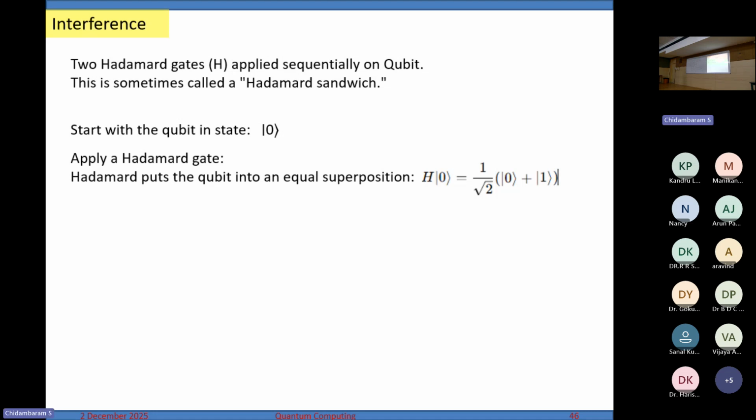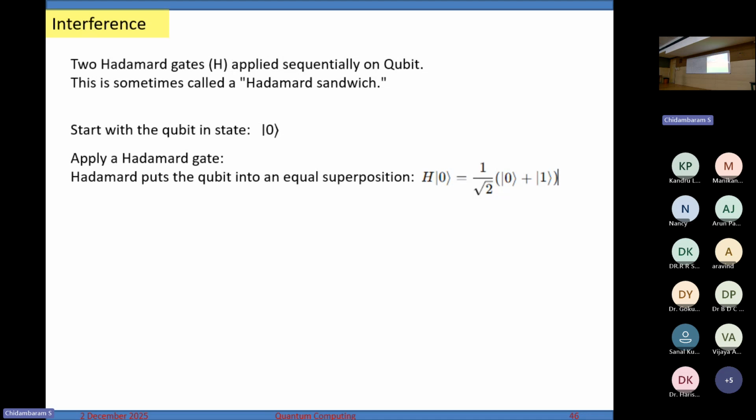Is it in a superposition state? It's a simple ket 0. Apply Hadamard. When I applied Hadamard, you know that this is in the x basis. So you were ket 0 in the z basis, and when you apply Hadamard it gets transformed to the positive superposition, that is the x basis, which is plus, right? So Hadamard puts the qubit into the equal superposition.